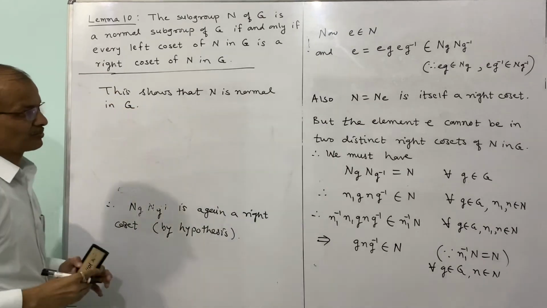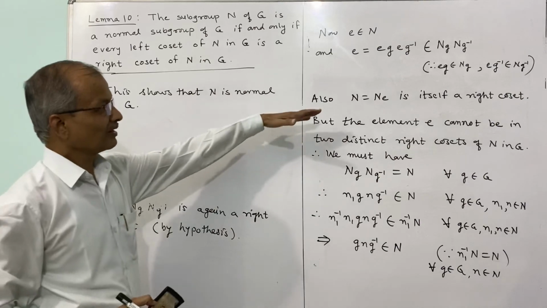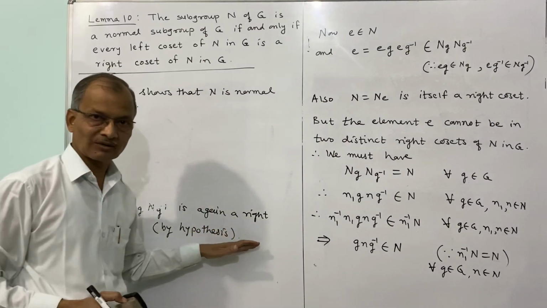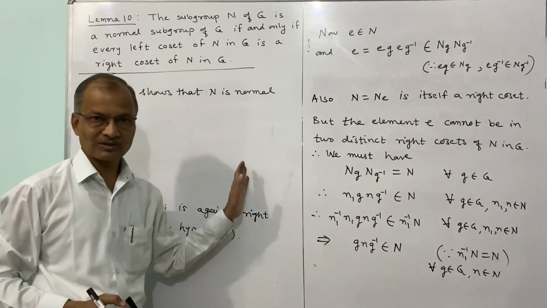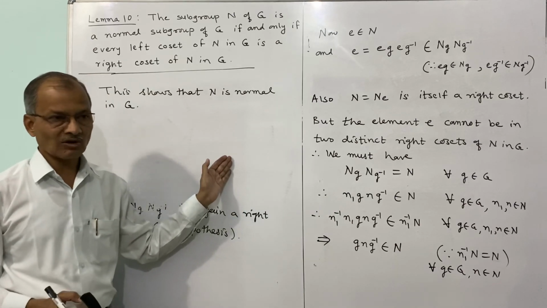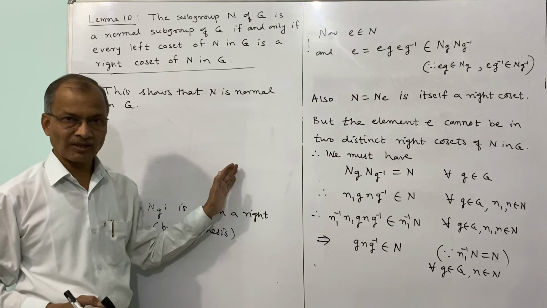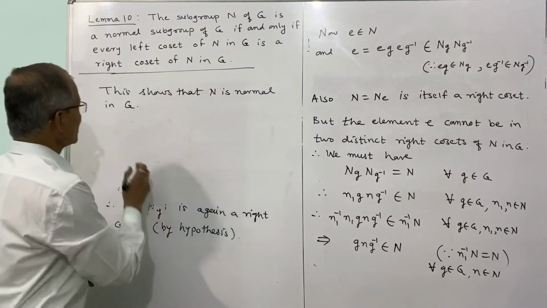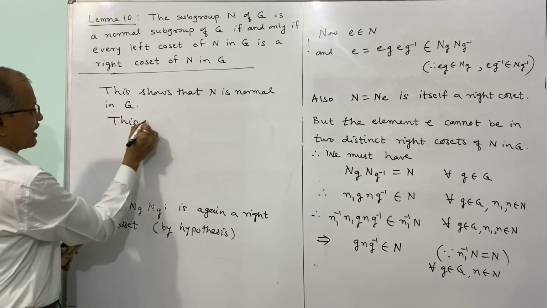And thus this proves the result. Assuming the product of two right cosets is again a right coset, we have proved N is normal. Thus N is a normal subgroup of G if and only if the product of two right cosets is again a right coset. So this completes the proof.